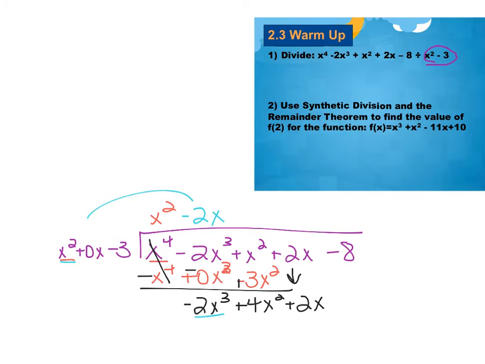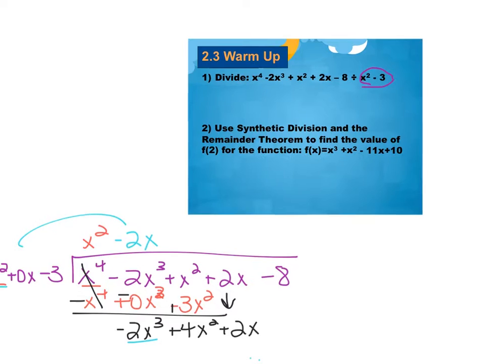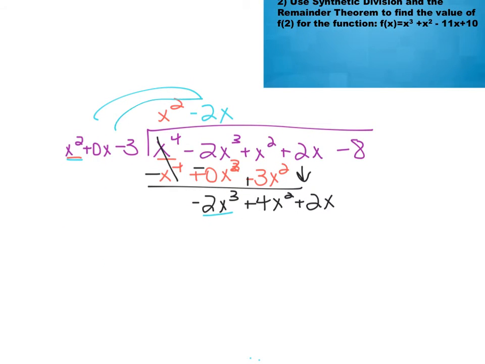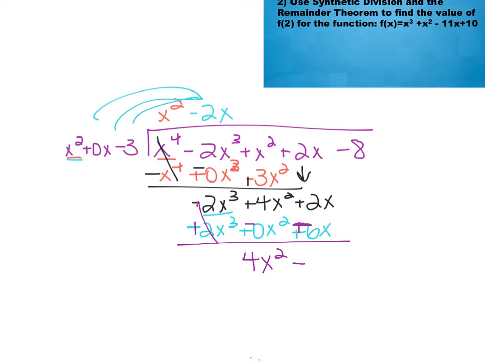And then distribute that to all three of them. So negative 2x to the third plus or minus 0x squared plus 6x. Change your signs. Or this is a minus. Cancels. 4x squared minus 4x. Bring down the negative 8.